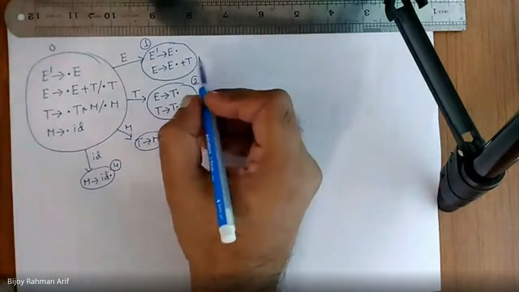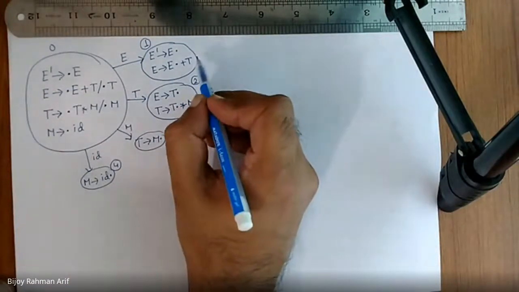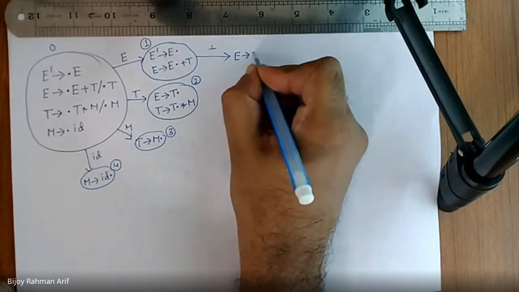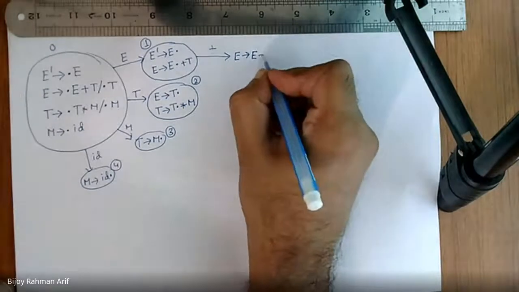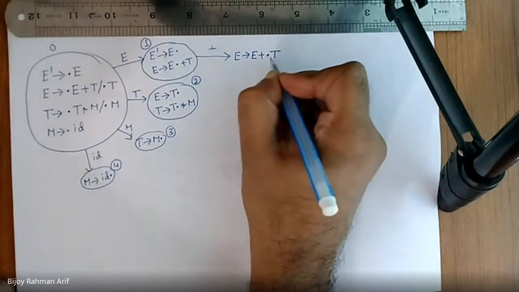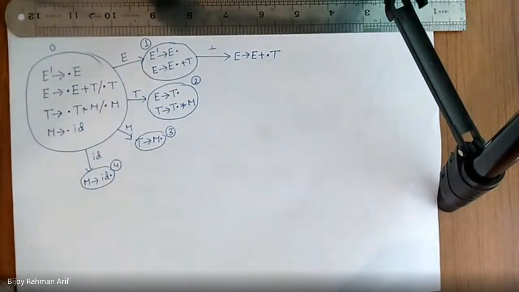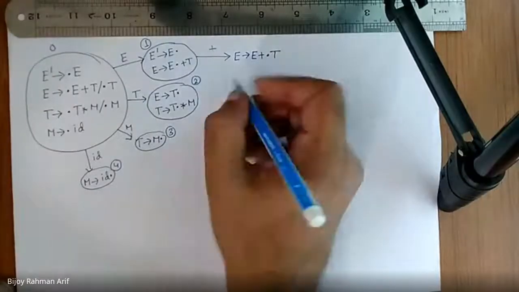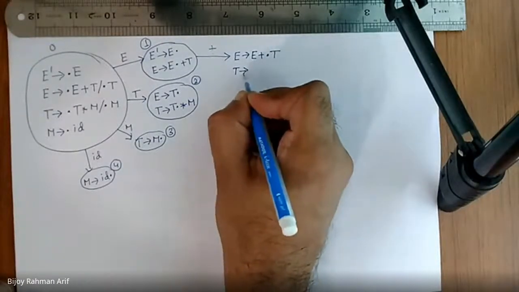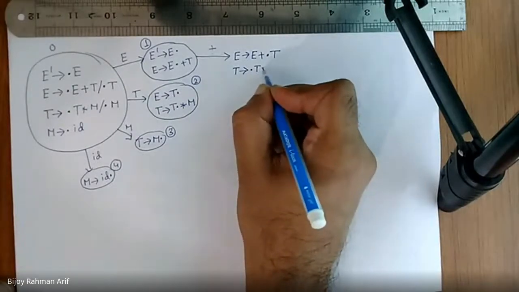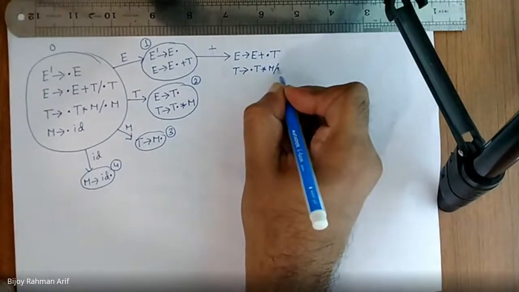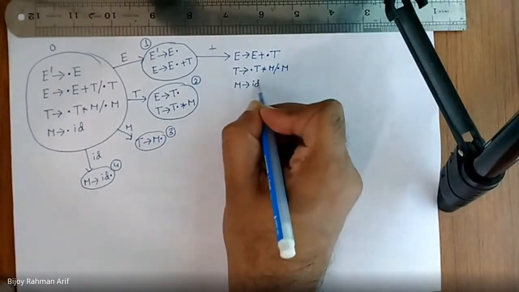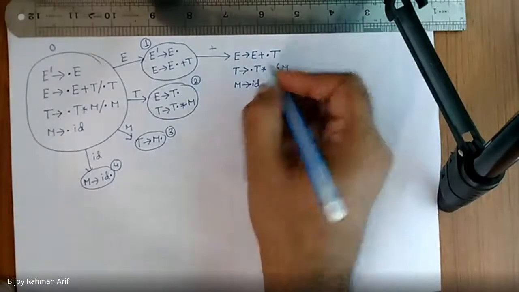Now go over here. Moving on plus, what do we get? E derives E plus dot T. What is just after the closure? T, a variable. So we have to add all the products using T. So T derives dot T star M, or dot M. In this case, just after the closure is M, so we have to add again. Now we are done with the closure.